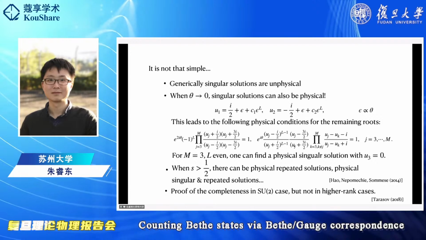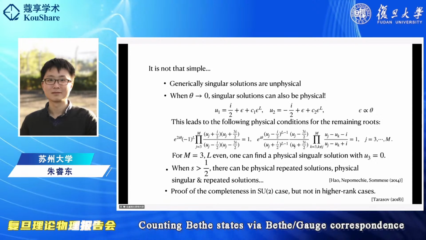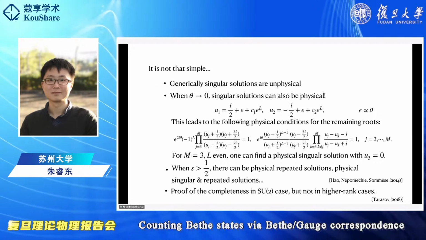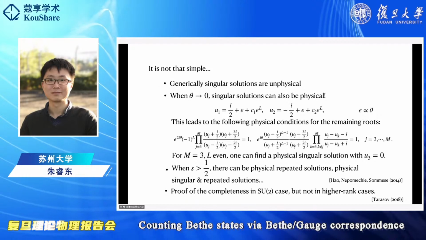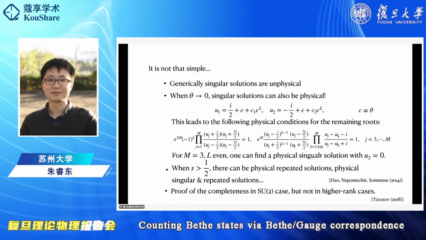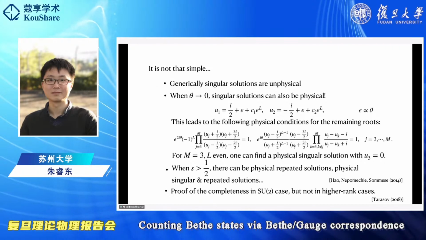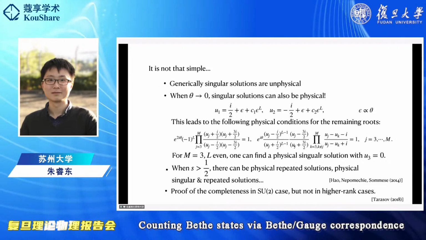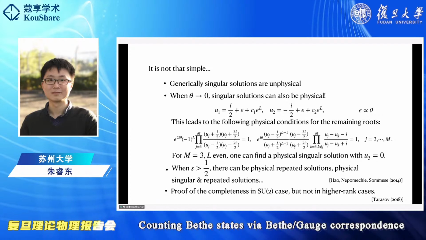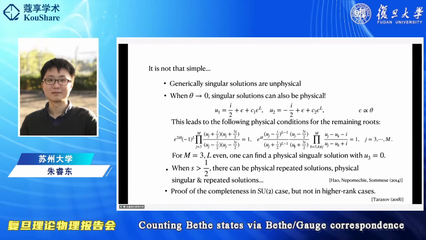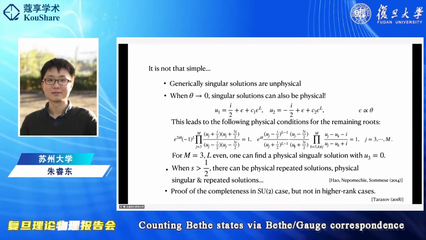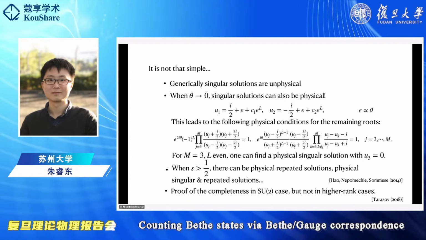So if we take this theta to 0 and we take some small number epsilon proportional to this theta, and it goes like i/2 and minus i/2 in this very specific way, we will see that these solutions can be physical. The energy can be convergent, can be finite. So from this, we can further derive some physical conditions for the remaining roots. It's quite complicated. It looks like this.